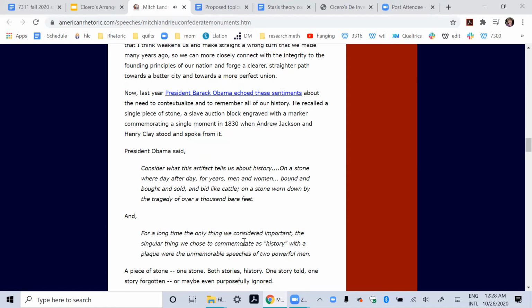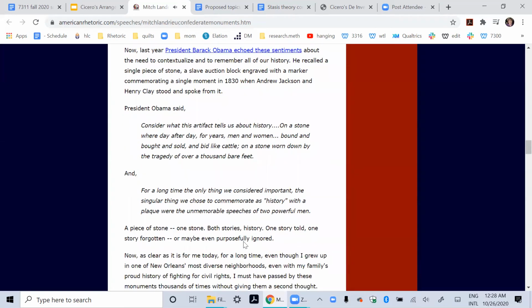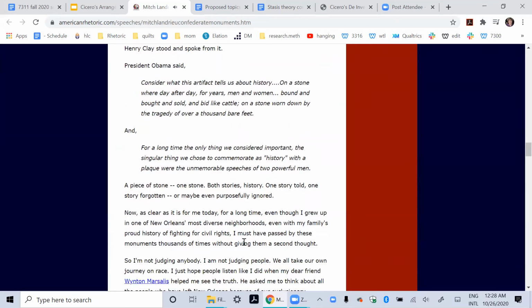on a stone, worn down by the tragedy of over 1,000 bare feet. And for a long time, the only thing we considered important, the singular thing we chose to commemorate as history, with a plaque, were the unmemorable speeches of these two powerful men. A piece of stone, one stone, both stories of history, one story told, one story forgotten, or maybe even purposefully ignored."